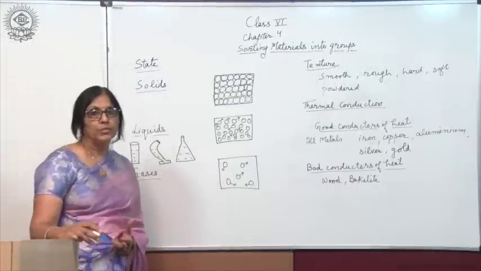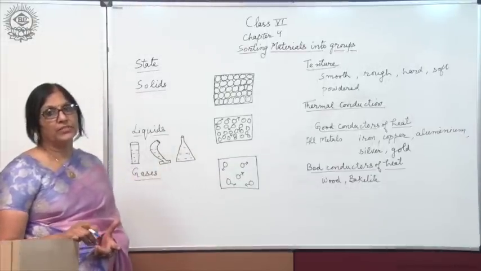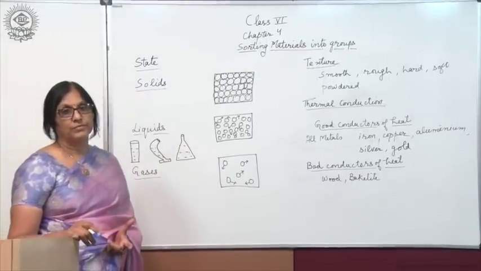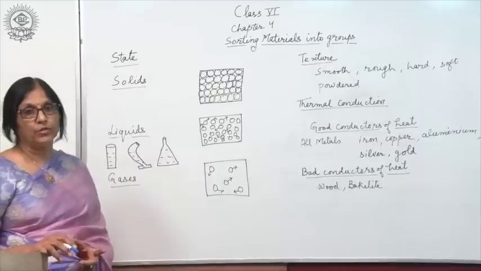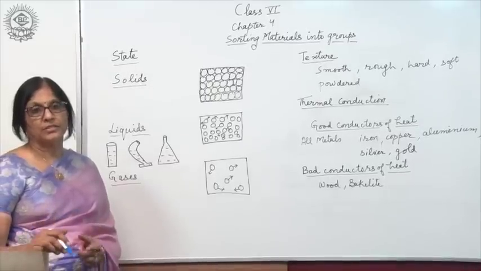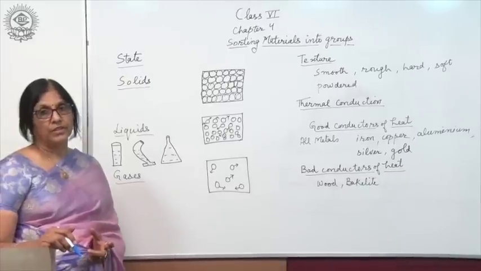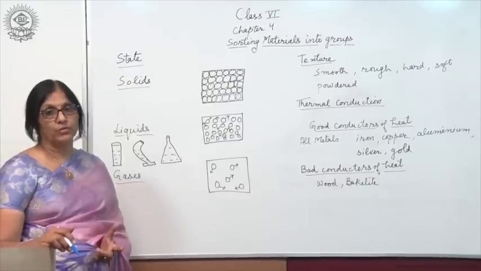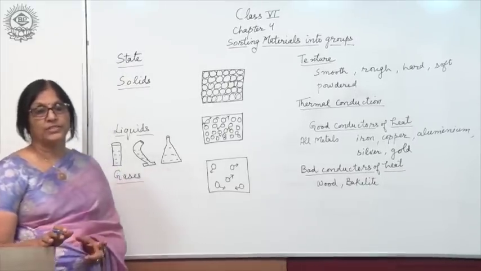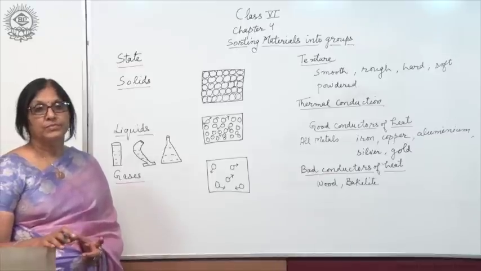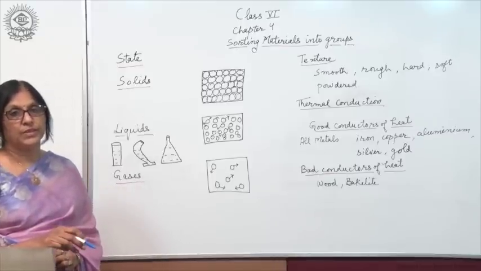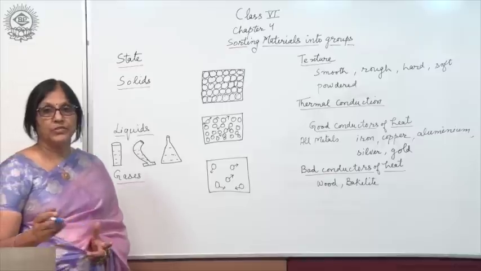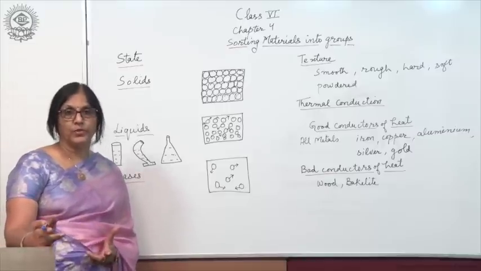Another property on the basis of which materials can be classified is the state. And most of the materials can be grouped into 3 classes: solid, liquid and gas. All of you know it, some are solid, some are gases, some are liquids. You can very well classify all the materials. Now, there is a basic difference between different types of materials.